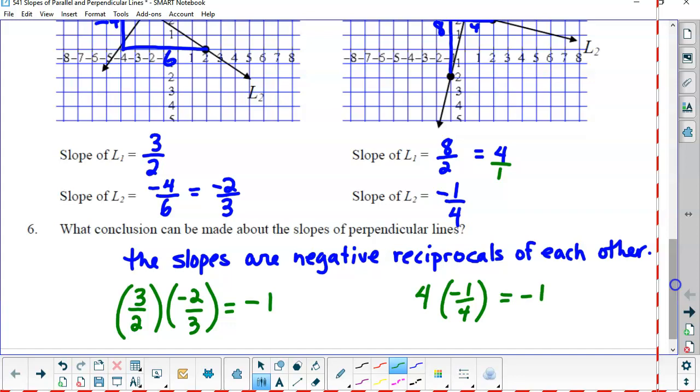So if you're given slopes of two lines and asked if they're perpendicular slopes, you can either take one, find the negative reciprocal, and see what it is, or multiply them together and see if you get negative 1. Negative reciprocals will give you a value of negative 1. So that's something else to think about. Sometimes that's an easier process to use.